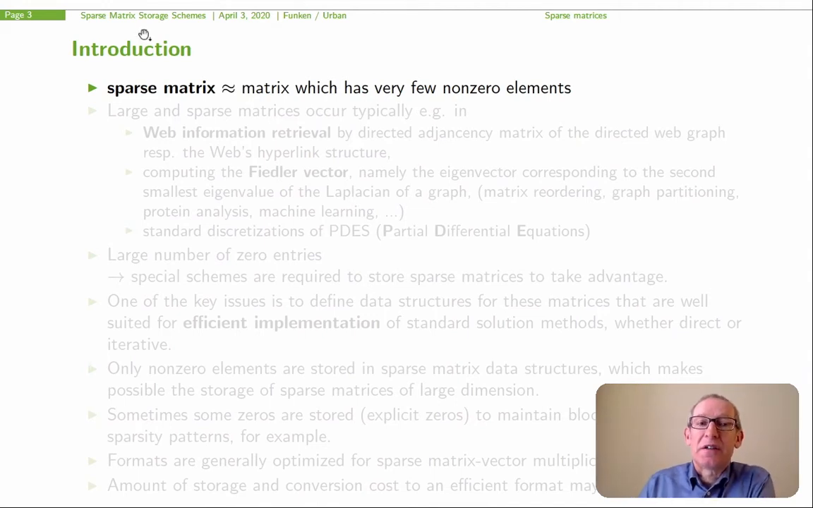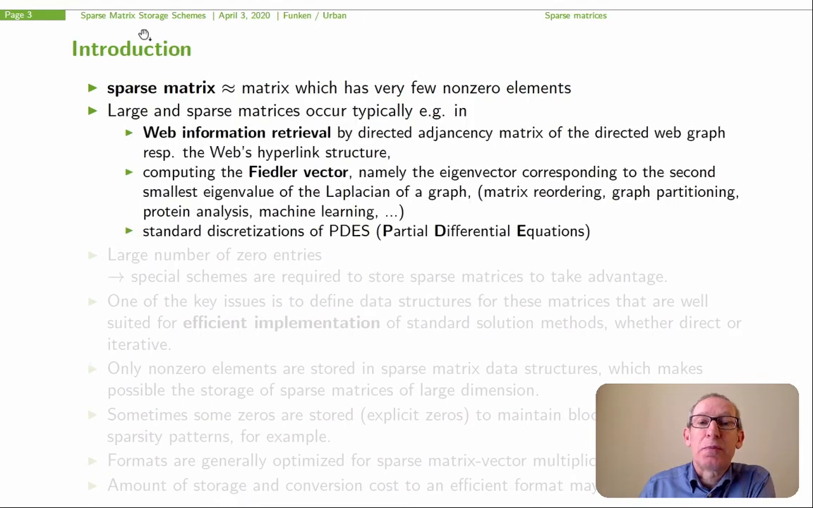Large and sparse matrices typically arise in web information retrieval. Think about a search on Google. There could be algorithms for this page ranking, which rely on the eigenvector computation.